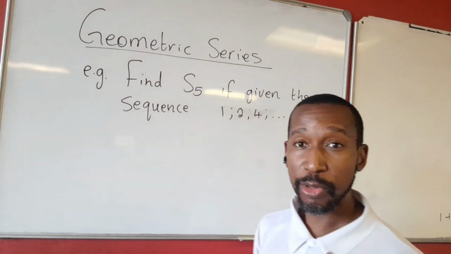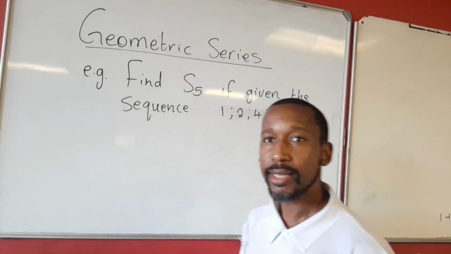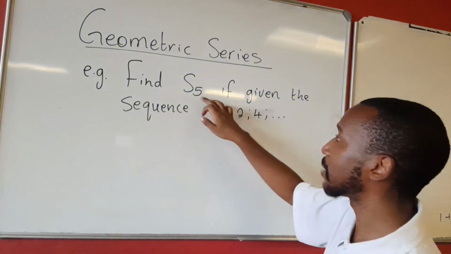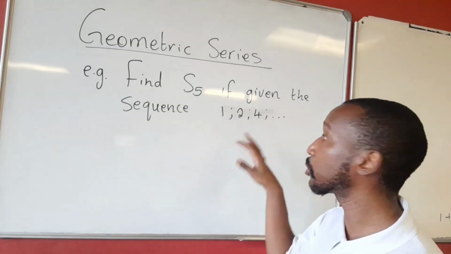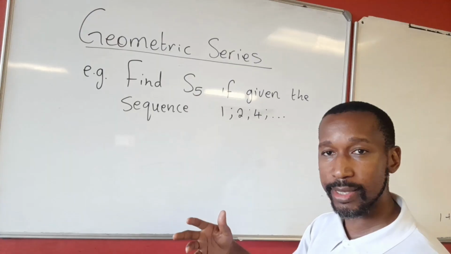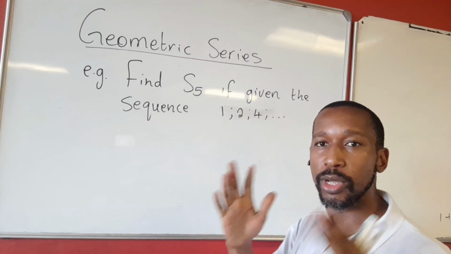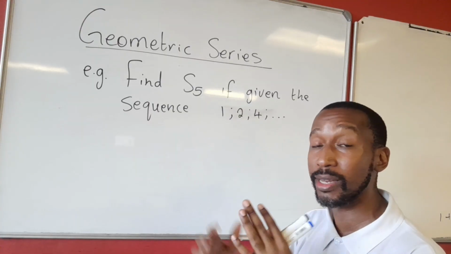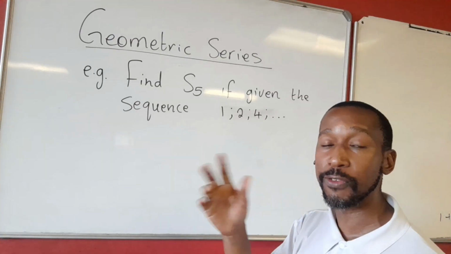Let's look at an example of a geometric series and how we go about solving it. So let's say we are asked to find S5. So that's the sum of the first 5 terms of the sequence that is given as 1, 2, 4. So before you do any summation, you first have to check what type of sequence you have. Remember, now we're doing arithmetic, geometric separately, but in the examination, you're usually not told which sequence you have. You have to first check.